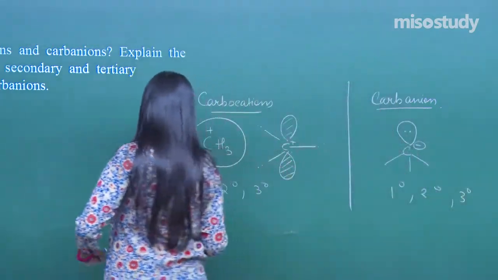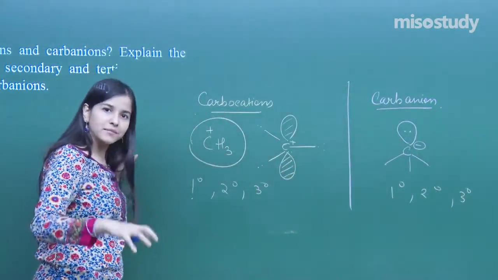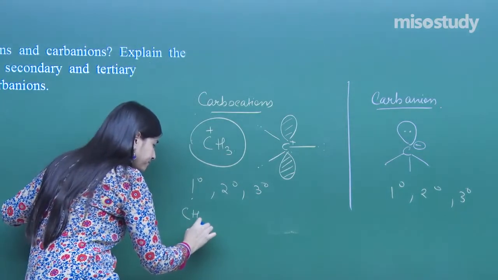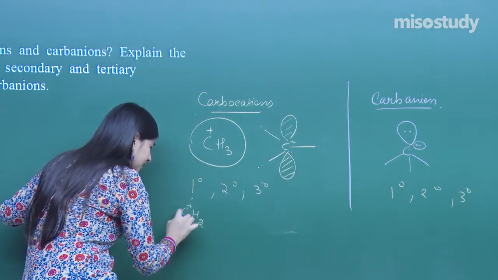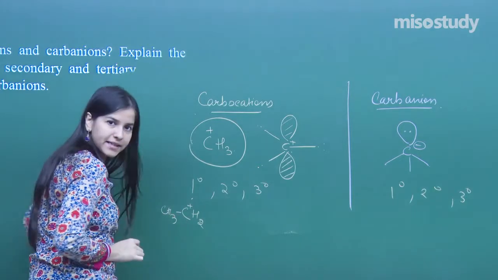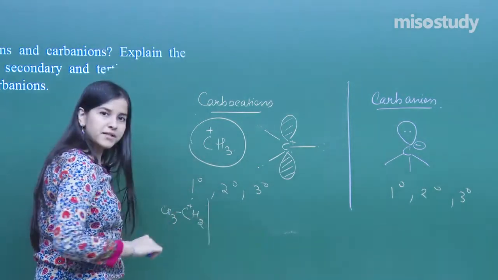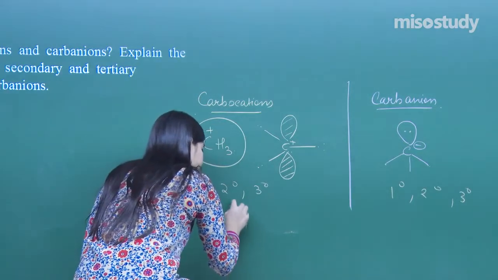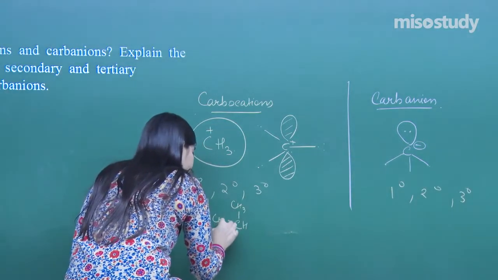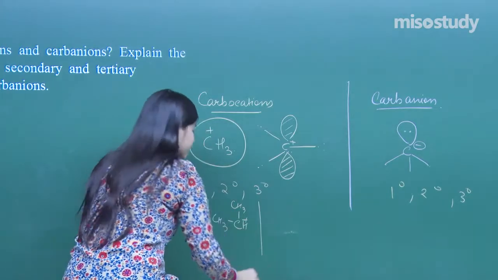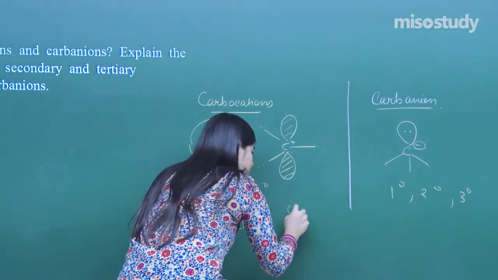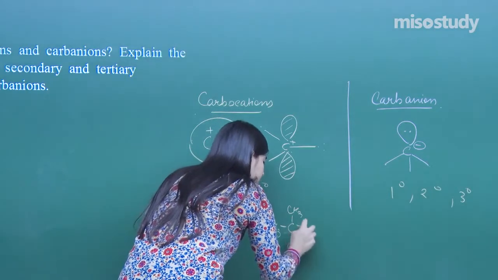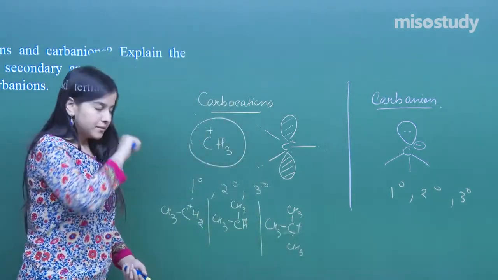Let's form them. Primary is a carbon attached with one more carbon. Secondary means a carbon attached with 2 carbons. Third one, a carbon attached with 3 carbons, and that is what a tertiary carbocation is.